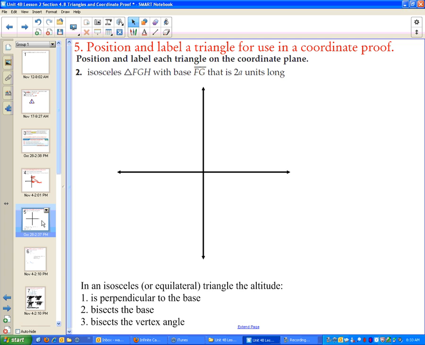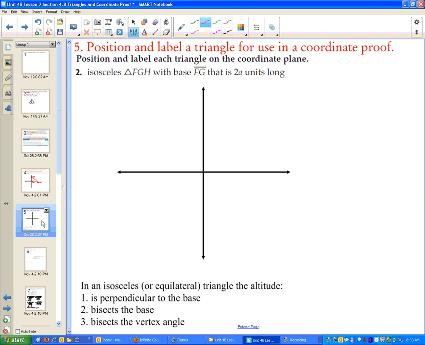The base is segment FG. Bases don't have to be the bottom, do they? But isn't it kind of nice to think of it that way? It's kind of intuitively we wish the base always was the bottom. So let's put segment FG on the x-axis. That'll be the bottom of our isosceles triangle. And there's a couple of ways I could put FG on the x-axis. The way I'm going to do it is this.